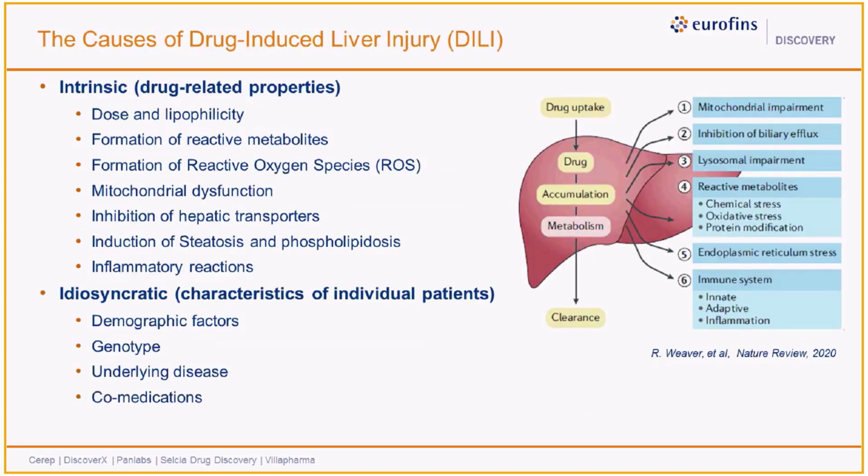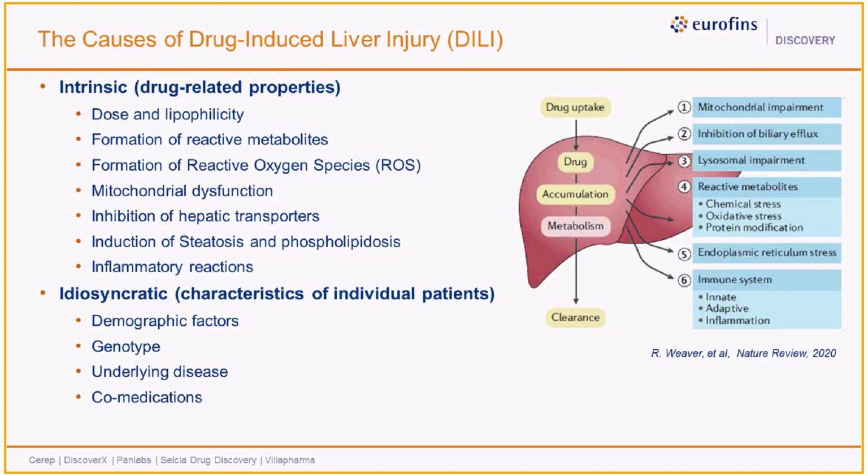Clinically, drug-induced liver injury can be classified into intrinsic liver injury and idiosyncratic liver injury. Intrinsic drug reactions are caused by drug-related properties. Drugs that fall into this category cause reproducible injuries in animals, and the injury is dose-dependent. The injury can be due to the drug itself or to a metabolite of the drug. The intrinsic DILI are associated with dose and lipophilicity of the drug.